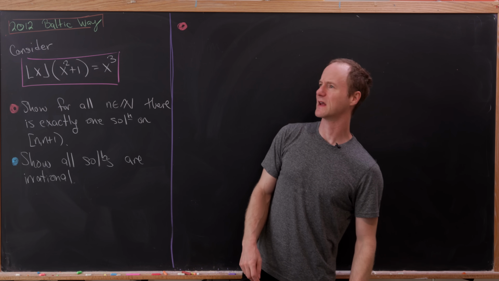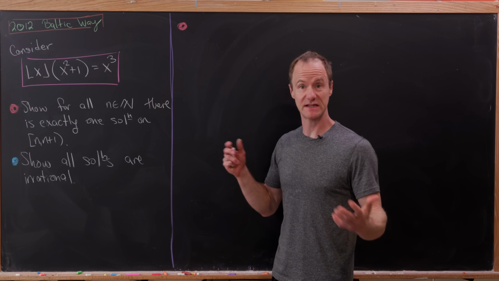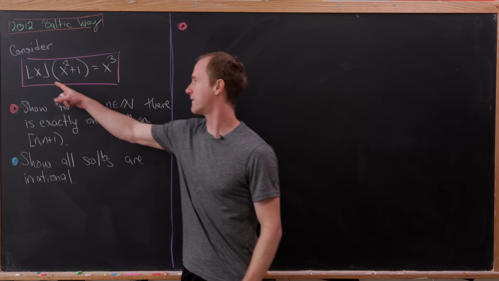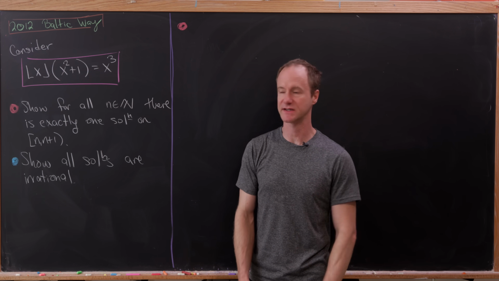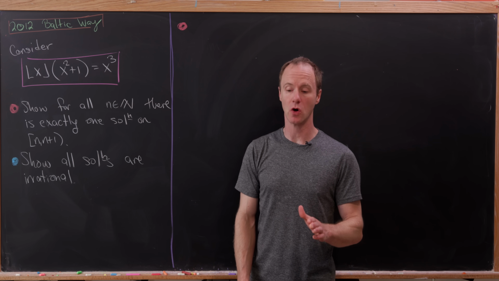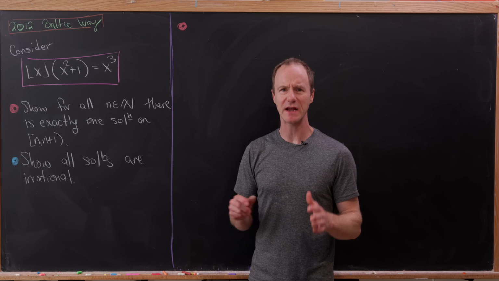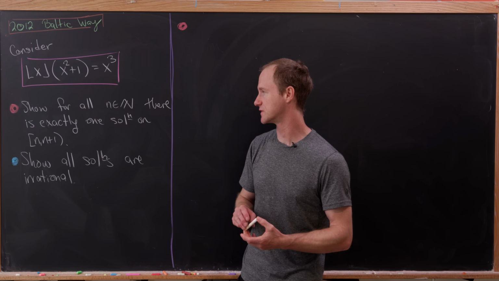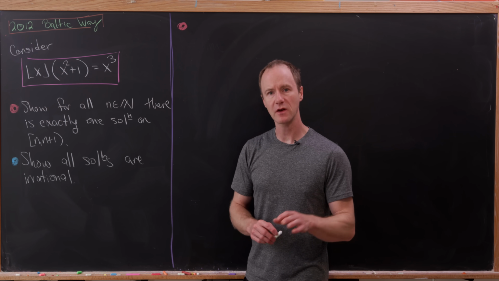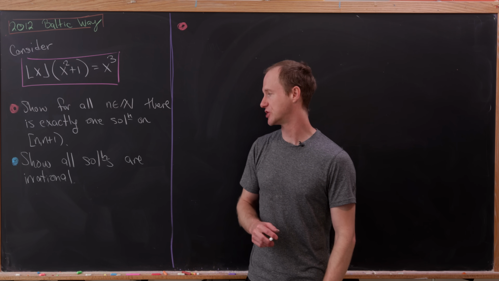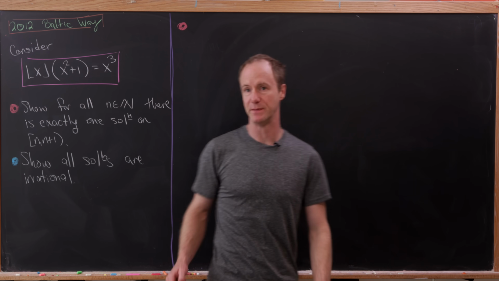Today we're going to look at this really nice floor equation. We're going to consider the equation floor of x times (x squared plus 1) equals x cubed. And we have two goals. The first is to show that in between any two positive integers, there is exactly one solution. And then we're also going to show that each solution is irrational. Okay, so let's get to this first bit.